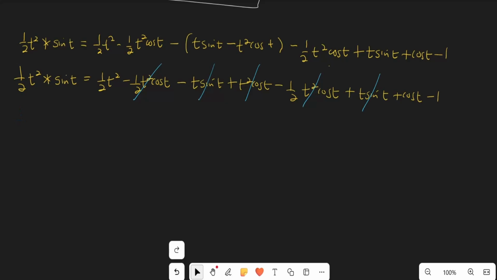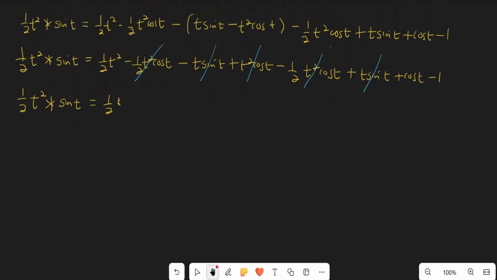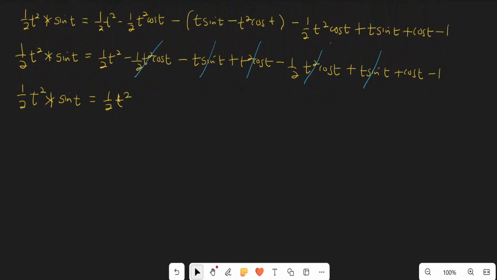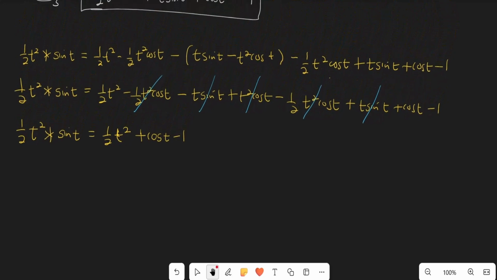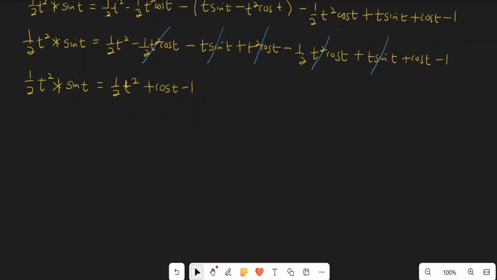So I'm sorry, this one should be in yellow pen for consistency. So 1/2 t squared convoluted with sine of t is equal to 1/2 t squared. And then what is left is plus cosine of t, and then minus 1. So this one is the convolution of 1/2 t squared and sine of t.